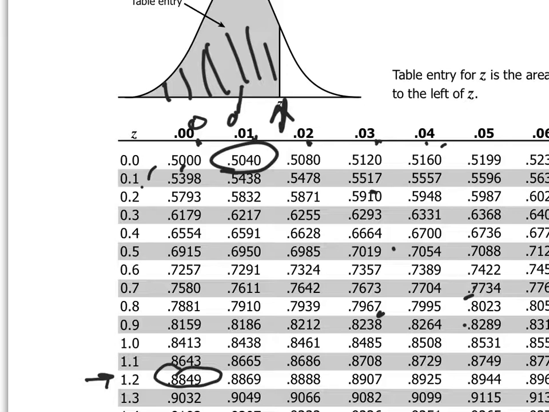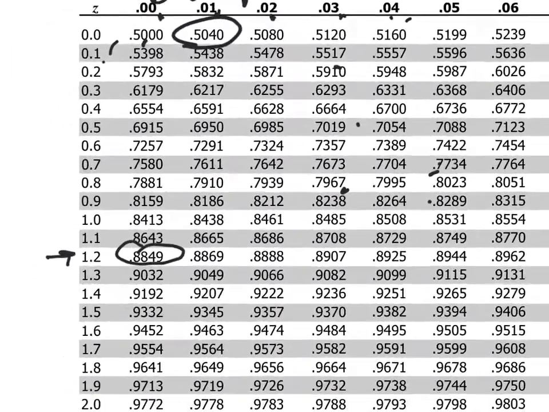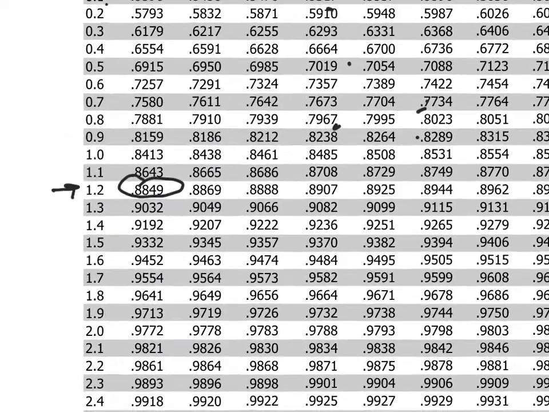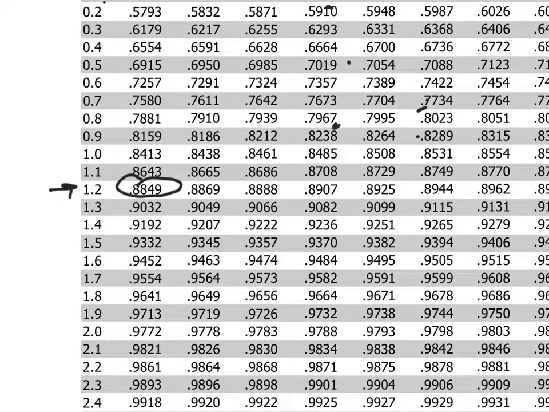Good job, Aaron. He's actually right. That answer is less than 6 feet tall. What was I supposed to do? I want this area. So what should I have done? Subtract it from what? 1. All right, let me go back to my work. There it is. 90% has to be on this table here. Find the closest 0.9000 value you can find.